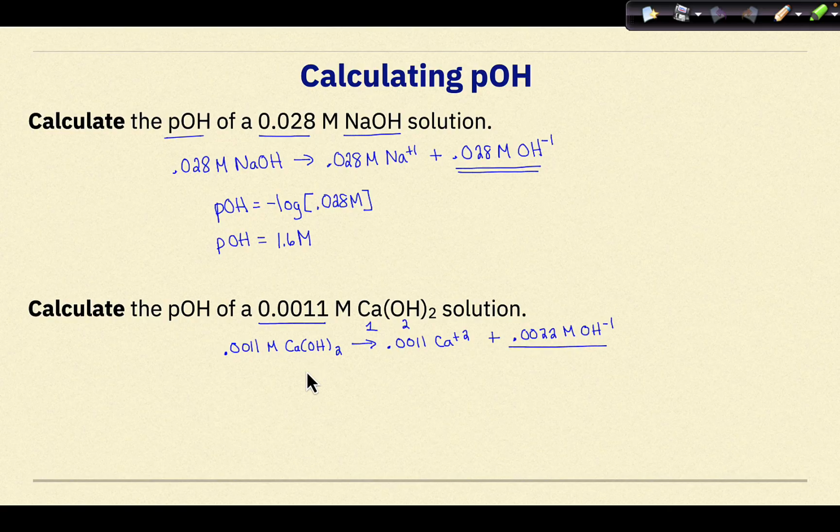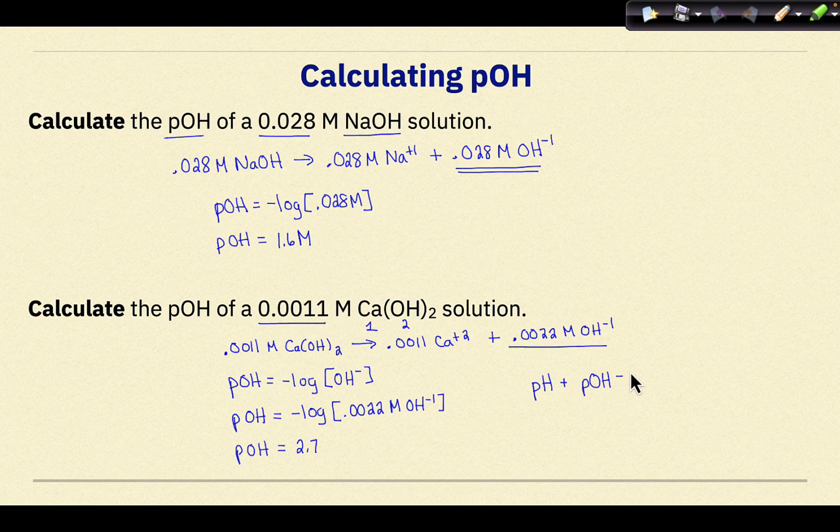So we're going to write our pOH formula, then we're going to plug in our values, and then we're going to solve for pOH. So our pOH here is calculated to be 2.7. If we wanted to take this a step farther and find pH, we can use the formula pH plus pOH is equal to 14. We can then rearrange this formula to solve for pH, substitute in our pOH value, and then solve for pH. So with a pH value of 11.3, this would be considered a basic solution.